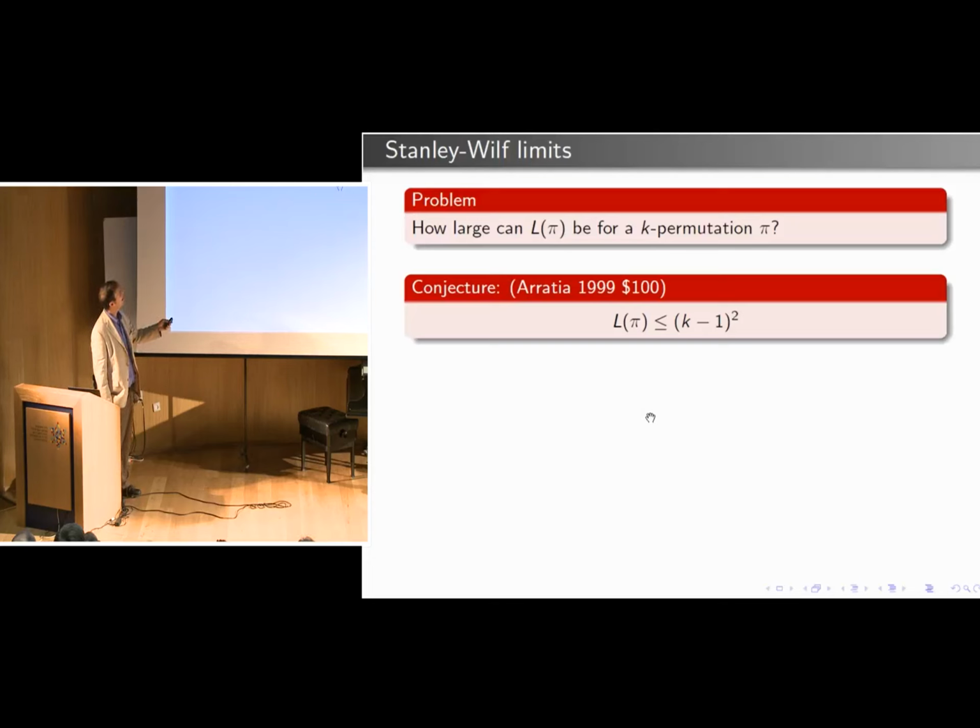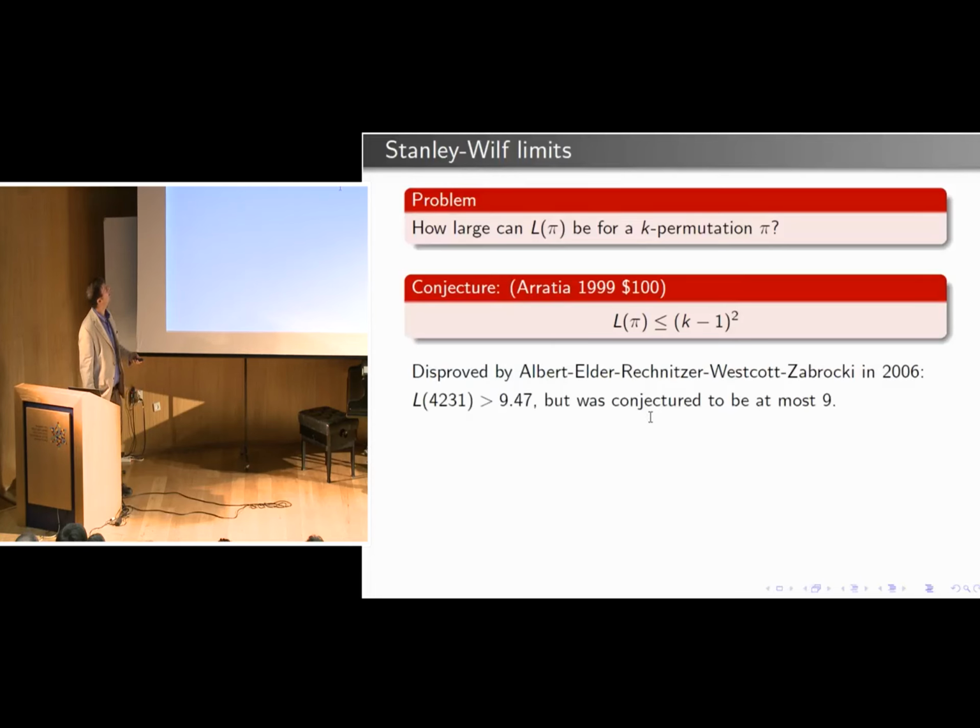Basically, the identity permutation is roughly the worst. This is saying it's essentially the worst possible, and I mean, it's the easiest one to avoid in some sense. And he offered a cash prize in the spirit of Erdős for this problem. It took 7 years, but it was eventually disproved. So it's off by about 5% at least.